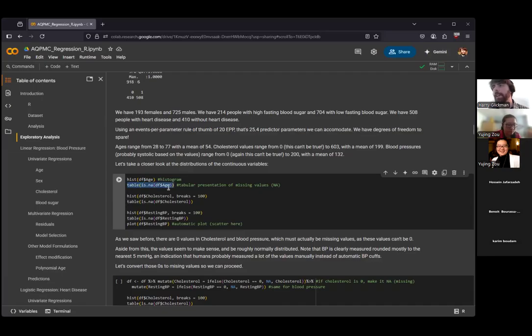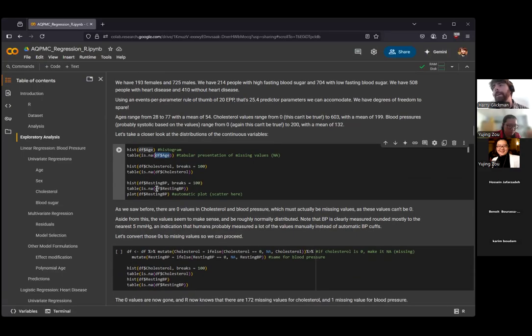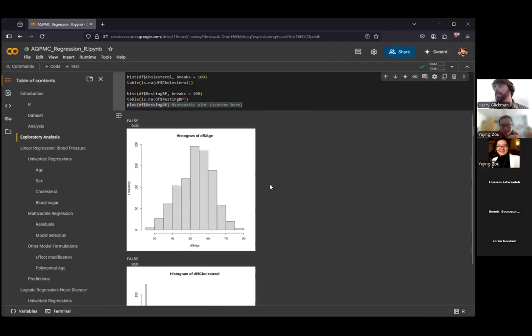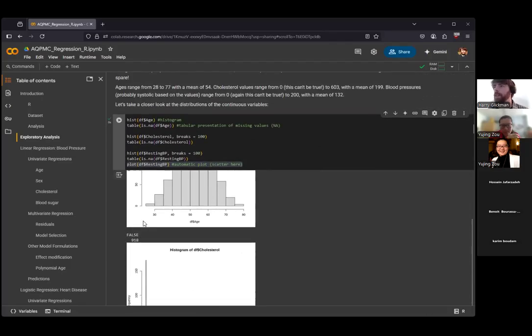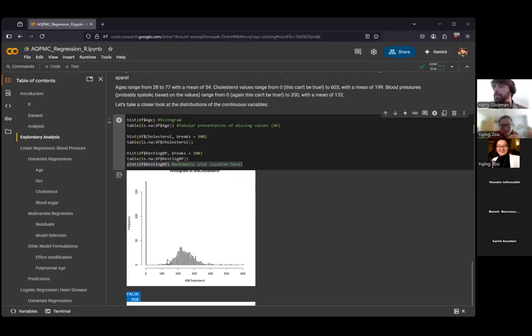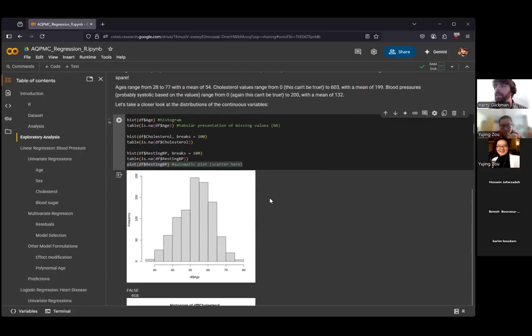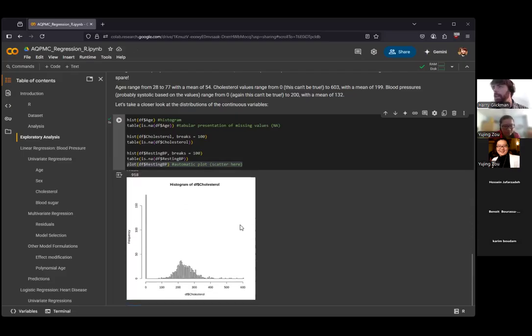This line is asking, are there any missing values in this variable? And then we'll plot histograms of age, cholesterol, and blood pressure. And we'll ask if there's any missing variables in all three. And we'll also plot our resting blood pressure. So first off, there's no missing values in these variables, which is good to see. Our ages are looking like a nice normal distribution between 28 and 80, which is perfect.